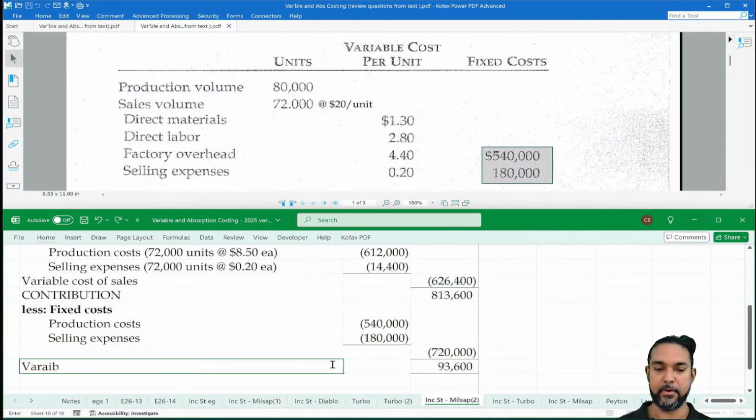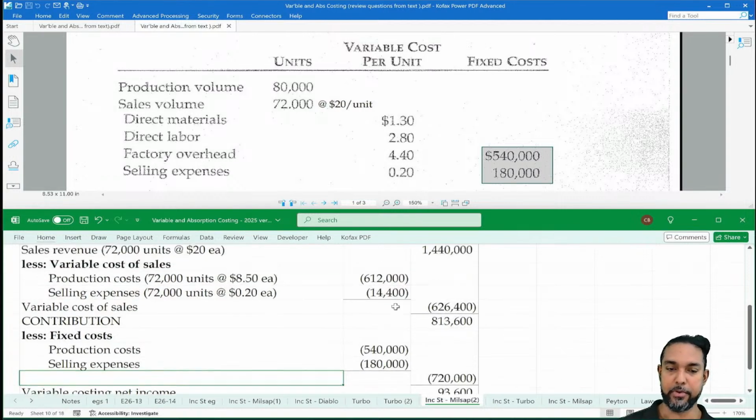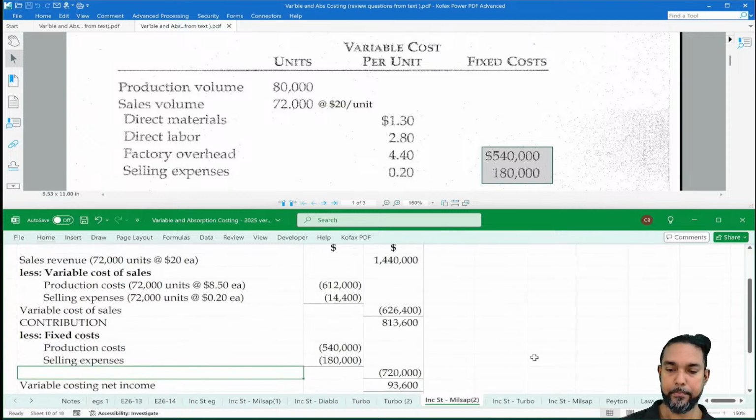And as the variable costing net income, you don't have to call it that. You could call it net income by itself, or operating income. If you've headed up your statement and it already says variable costing, then it should be obvious what the item is. You shouldn't have to state it outright.